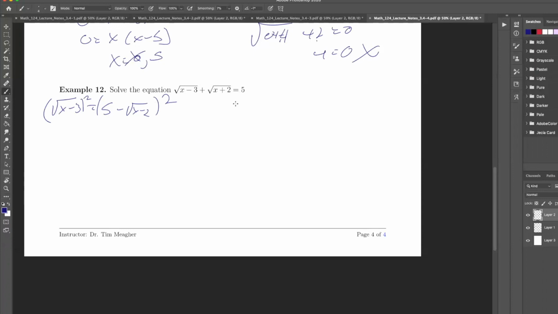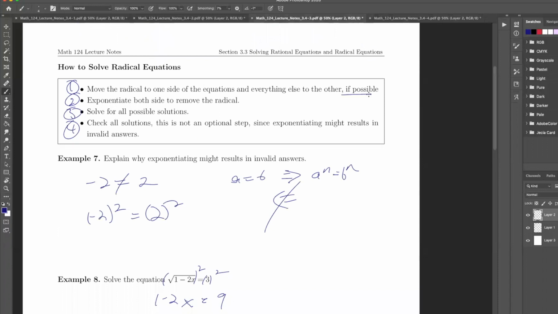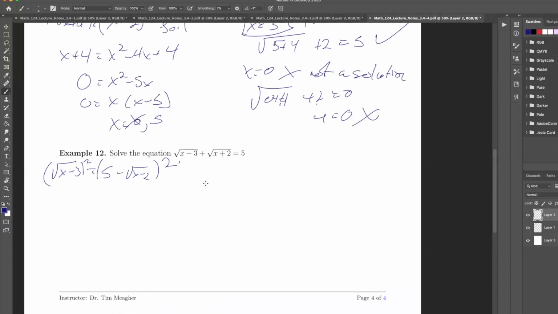Okay, and so this is, since it's impossible, you want to say "if possible," right? In this case, it's impossible to have just a radical. Here we have a radical and a radical, so it's not one radical. You could just square this side and square this side, but you end up with a square root times a square root, and that ends up being a bigger mess. So in this case, move one of them over, square both sides.